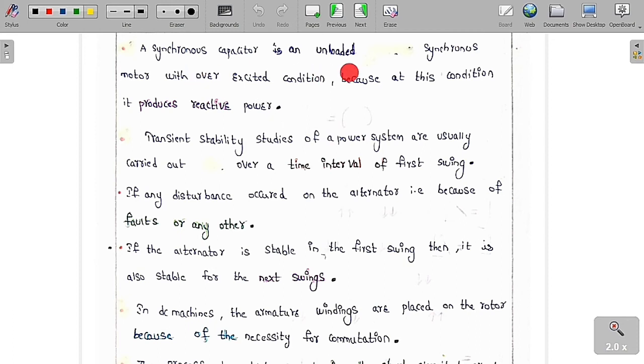So a synchronous capacitor is an unloaded synchronous motor in overexcited condition, because in this condition it produces reactive power.